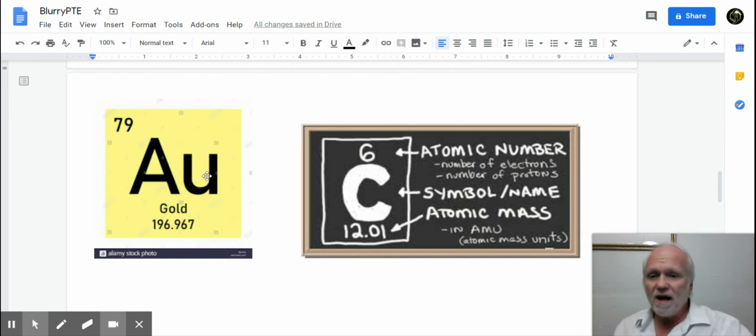Okay, so in this chart we have the 79, AU, gold. Again, that's that Latin word. I have no idea. And then it has this mass of 196. Well, again, we said that 79 was the number of protons, and 79 is the number of electrons. But the electrons weigh nothing, right? So what's the 196? So that's the neutrons.